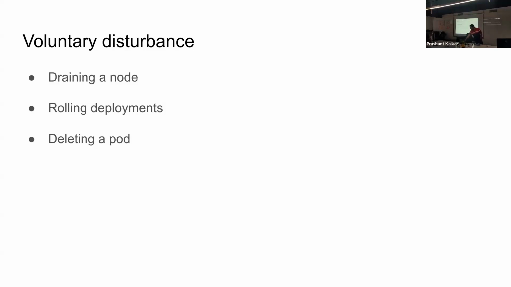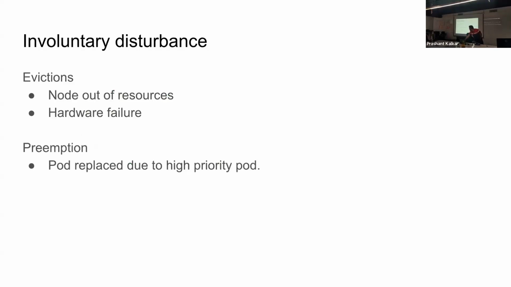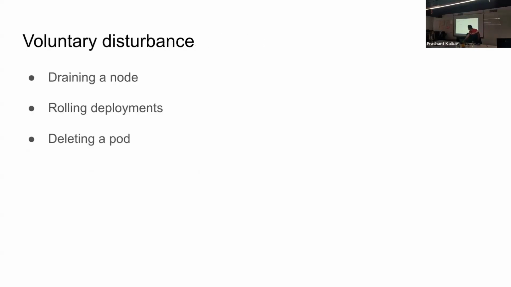It can be voluntary or it can be involuntary. Involuntary is something like a node being out of resources, a hardware failure, or disk pressure, all kinds of things. Involuntary also includes preemption. So there are 2 processes I will talk about: eviction and preemption. Before that, in the case of voluntary disruptions, at least Kubernetes gives you some control because it's voluntary.